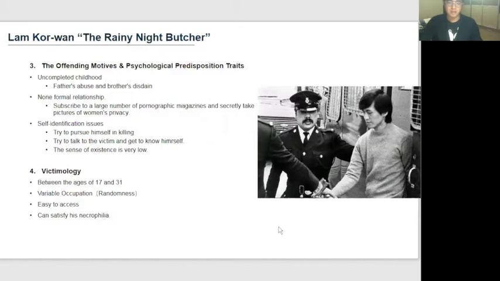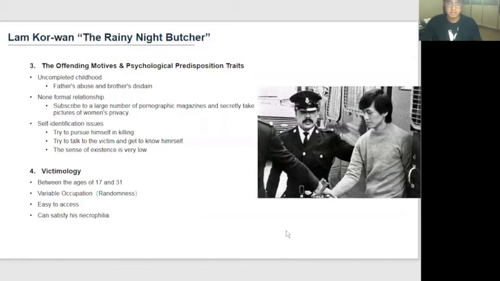As for the victimology, the 4 victims were Asian females, between the ages of 17 and 31. They came from different occupations, for example, dancing club dancers, students, and cleaners, which shows the randomness of their occupations. It is because they were females and they were taking a taxi driven by Lam on a rainy night, so they were easy to access.